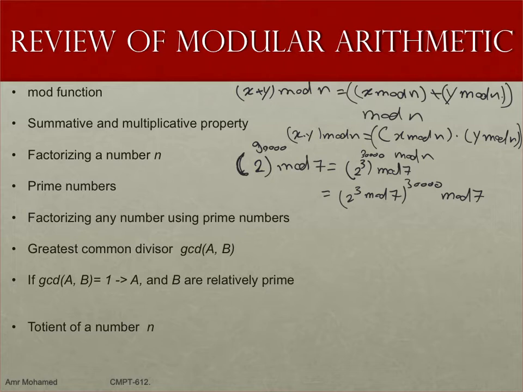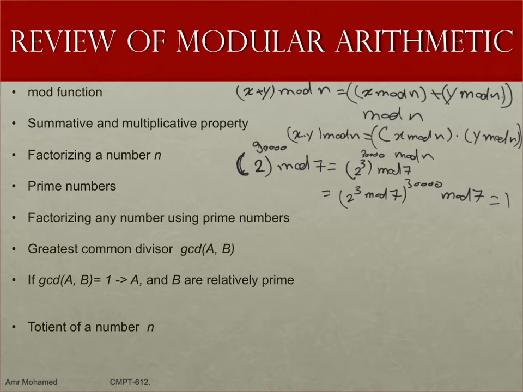So this 30,000 did not affect, because actually 8 mod 7 is 1. 1 to the power of 30,000 is 1. Mod 7 is also 1. So the answer here is 1. Right? So this very complicated problem turns out to be very, very easy when you use the multiplicative property.